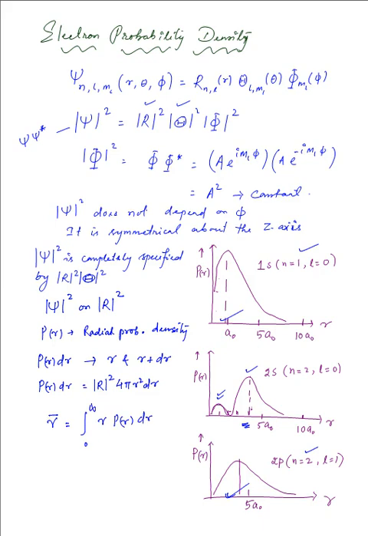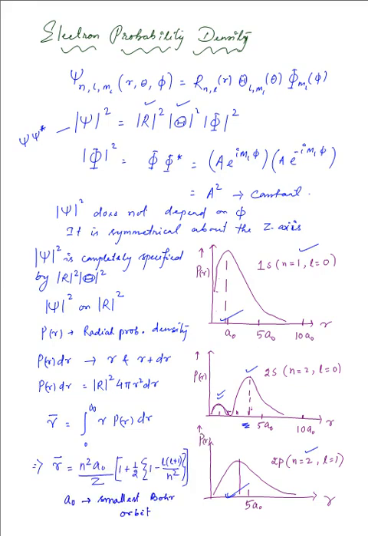And on evaluating this, we get that r barred is given by this, where r bar is equal to n square times a0 over Z, multiplied by the bracketed term 1 plus half times (1 minus L times (L plus 1) divided by n square). A0 here is the smallest Bohr orbit.